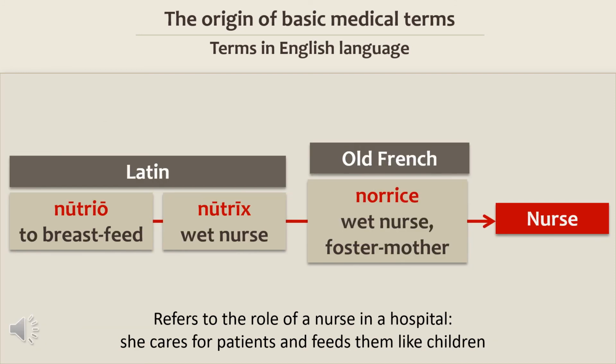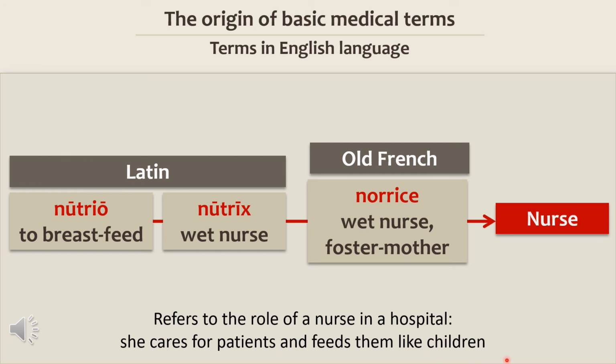The word nurse comes from the Latin nutrio, which meant to suckle, and also from nutrix, which meant wet nurse, that is a woman who breastfeeds someone's child, and also from the word nutritious, which means one that nourishes. To modern English it got from Old French nourice, which meant foster mother or wet nurse. Modern English nourish also comes from the same root. The meaning of this word refers to the role of the nurse in the hospital. She cares for patients and feeds them like children.